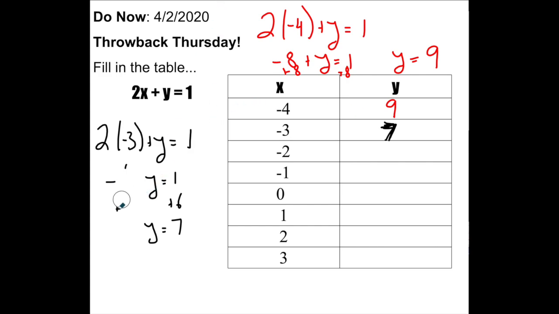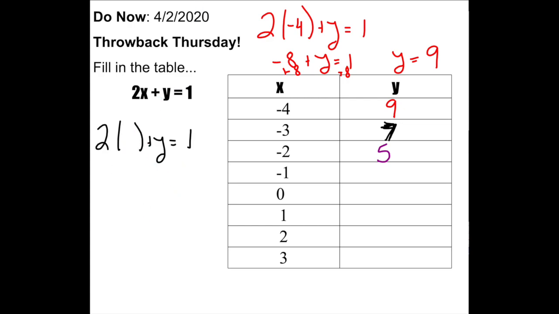Then I do the same thing with -2. The idea is the same, except instead of -3, I'm doing -2. So I get 2 times -2 is -4. I add 4, and I get 5. You can see I get 5. Maybe you've seen a pattern by now. If not, I'll do another one.